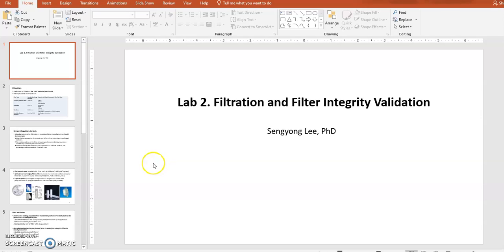Okay, lab 2, we'll do some hands-on exercise on filtration and filter integrity validation methods of different kinds. Again, there may be some of you who have done this lab previously. If you have, then like I said before, you can be the leader, so you can help your partner. Okay, so bear with me.